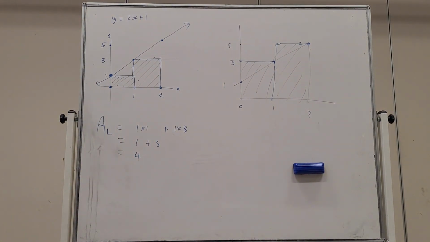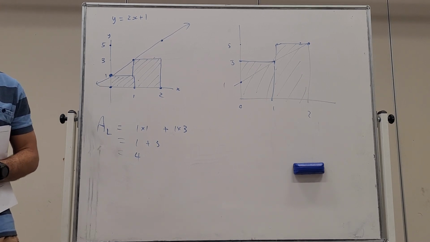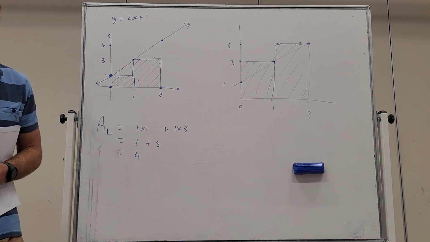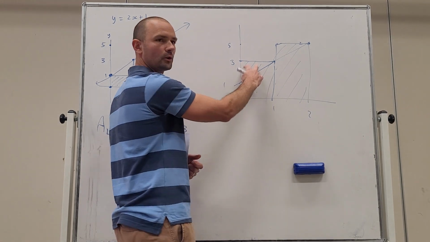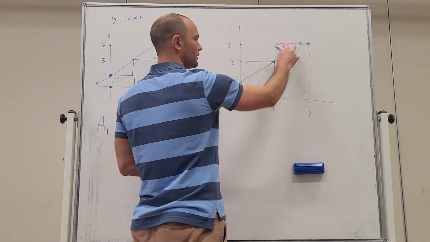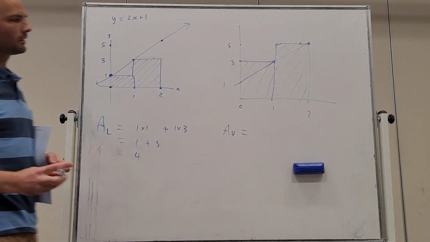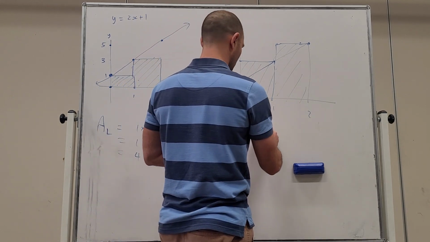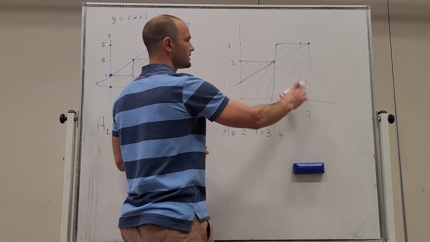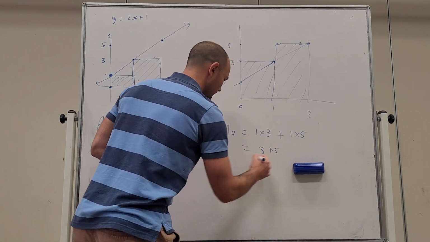Now, is this going to be above, below, or the same as the actual area? Above, right? Because look at this overestimate. Look how much we've gone over the curve. So the area of the upper estimate is going to be 1 times 3 plus 1 times 5. This gives us 3 plus 5. This gives us 8.